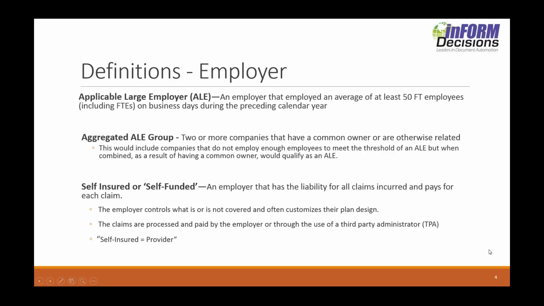So moving on to slide 4, we're going to talk about the definitions for the employer. The applicable large employer, you'll see ALE listed throughout. That's an employer that employed an average of at least 50 full-time employees on business days during the preceding calendar year. So that is how we will refer to applicable large employer. The aggregated ALE group is 2 or more companies that have a common owner or are otherwise related. This would include companies that do not employ enough employees to meet the threshold, but when combined as a result of having a common owner would qualify as an applicable large employer.